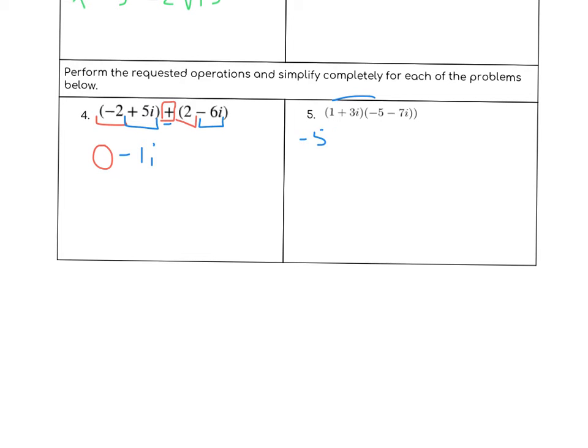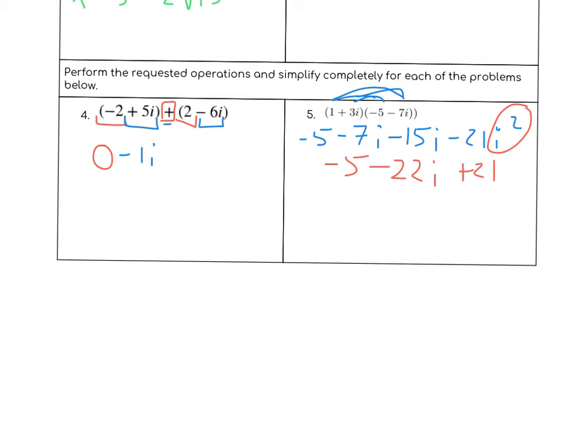We get negative 5, and then minus 7i, minus 15i, and then we're going to have minus 21i squared. 21i squared, because i squared is negative 1, is the same as saying plus 21. Minus 7 minus 15 is going to be minus 22i, and then we have minus 5. I'm going to add those pieces together to get 16 minus 22i.